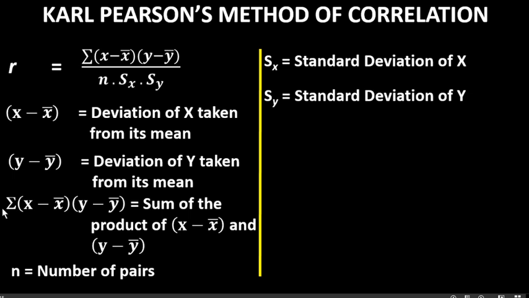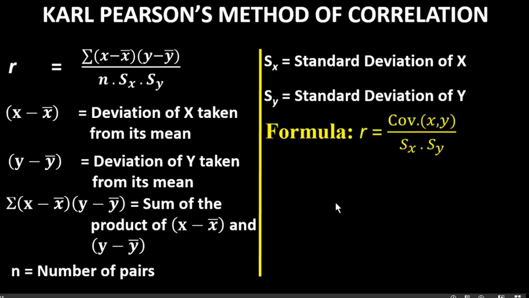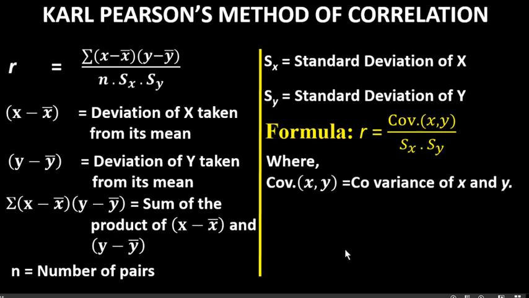Friends, this formula can be converted into this formula also, where R is equal to covariance of xy upon Sx into Sy. Covariance of xy can be found by using this formula: covariance of xy equals sigma (x minus x bar)(y minus y bar) upon n. This is Karl Pearson's method of studying correlation.